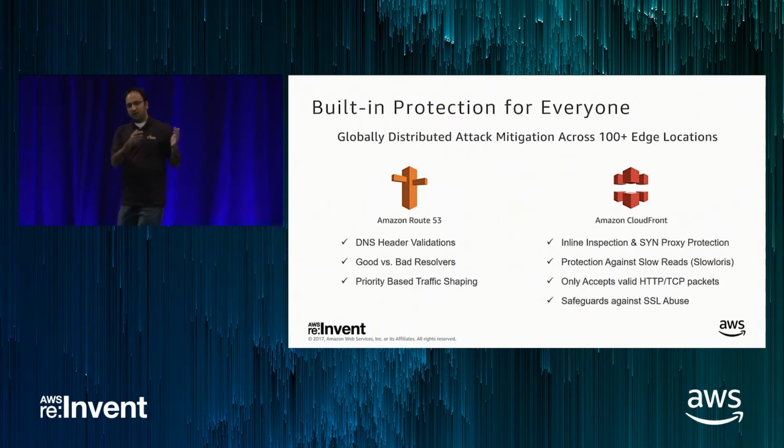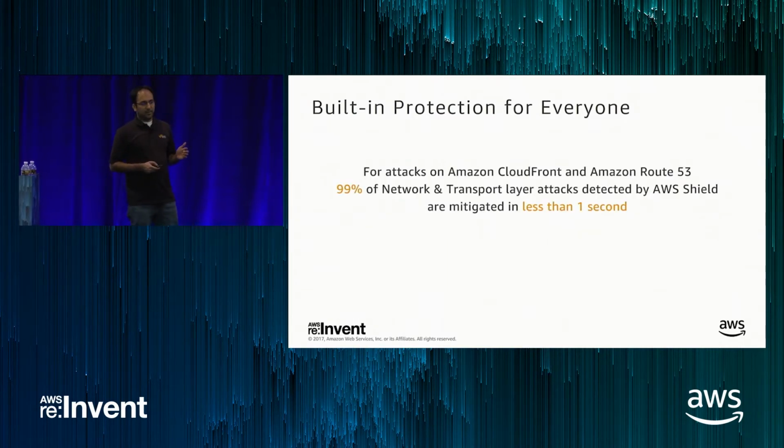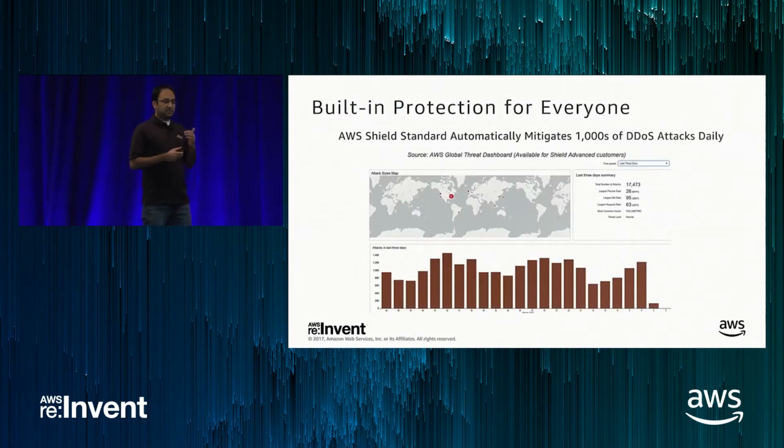Because of all these automations built in, over 99% of the attacks on applications using CloudFront and Route 53 are automatically mitigated today in less than 1 second. That is really powerful, and that is why we have always said using CloudFront for your applications or APIs is one of the best practices. And just to show some more data around what this gives you, Shield Standard automatically mitigates thousands of attacks on a daily basis.